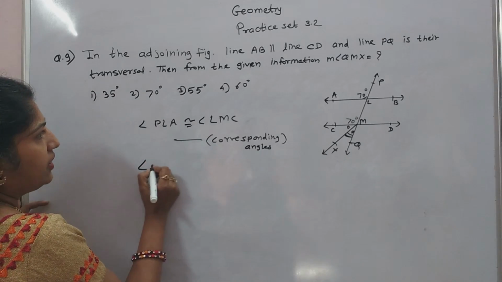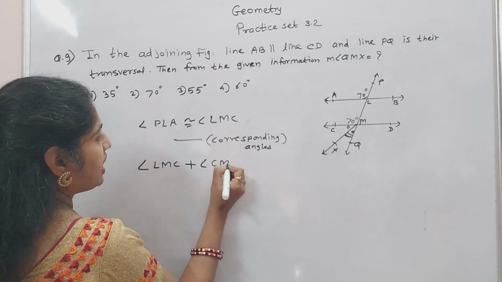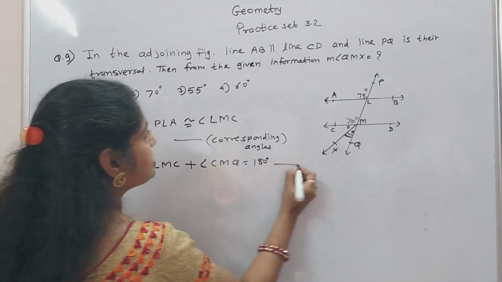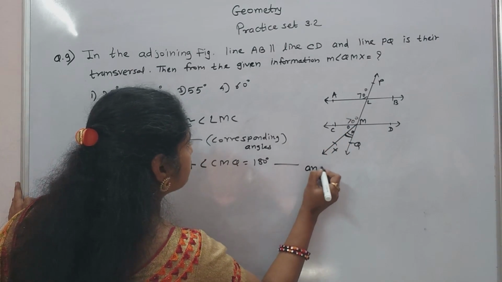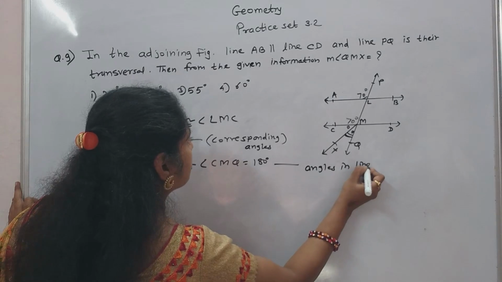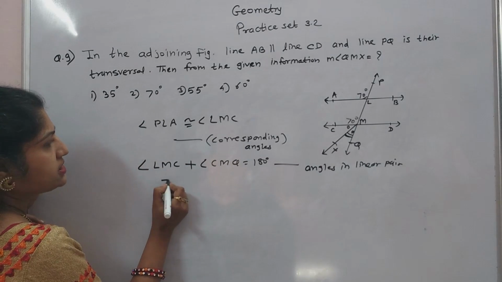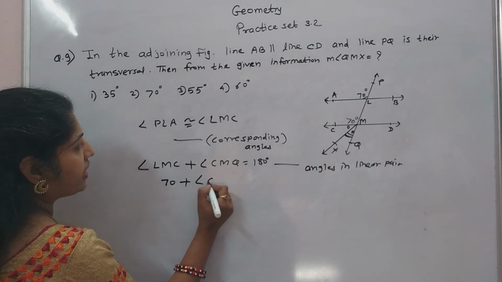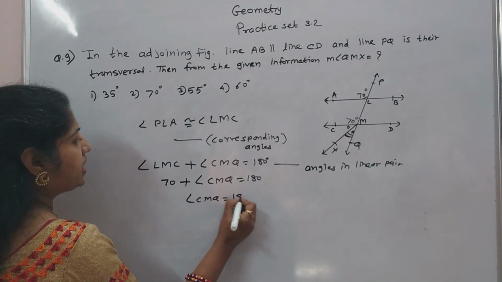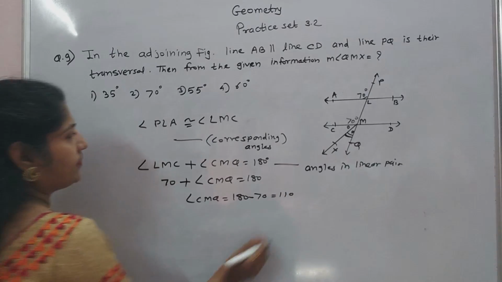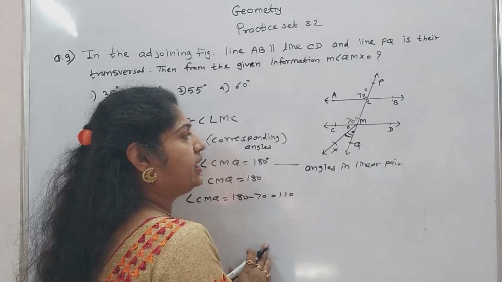Now angle LMC plus angle CMQ equal to 180, angles in a linear pair. So the sum of these two angles is 180. This is 70, plus we have to find CMQ, equal to 180. CMQ equal to 180 minus 70, 110. Total angle CMQ is 110.